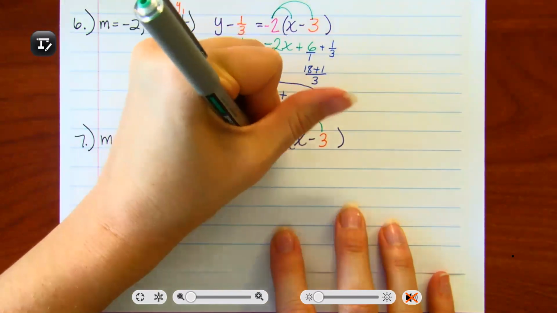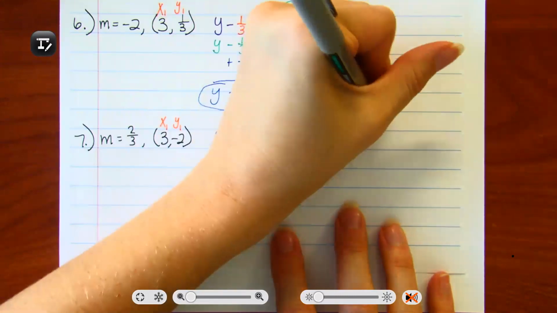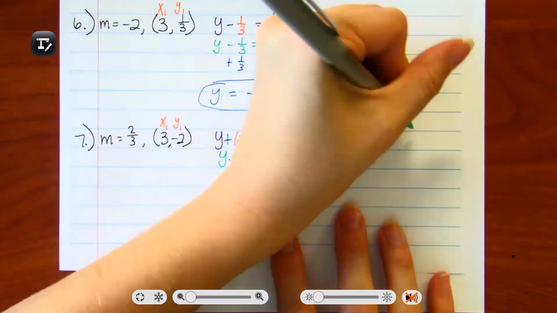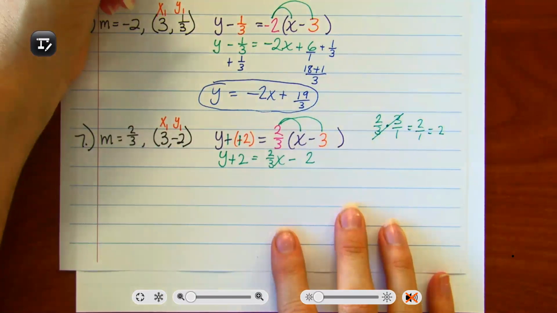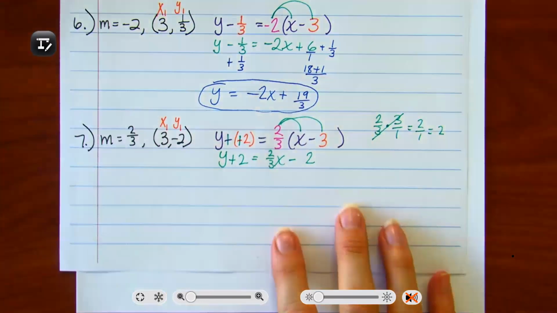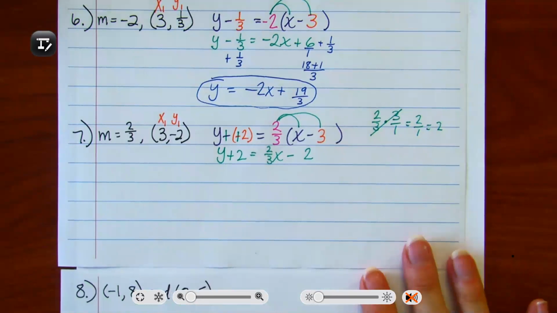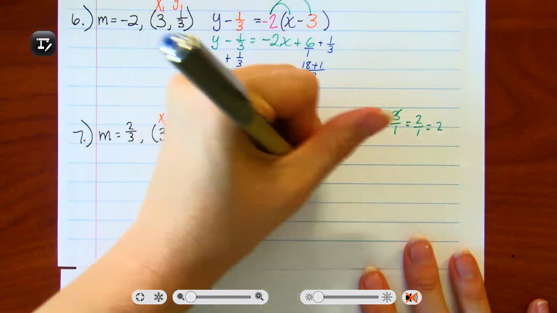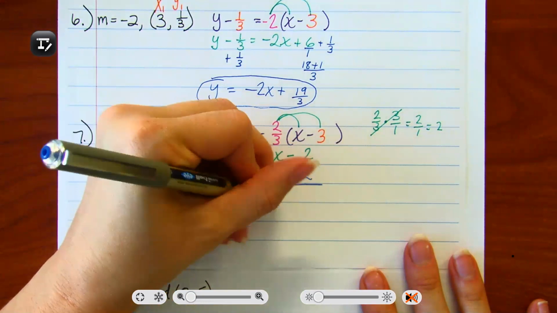So it's 2/3 x minus, so 2/3 times 3 over 1, the 3's cancel out. So that's just 2 over 1, which is just 2. So I have y plus 2 equals 2/3 x minus 2. So then all I need to do is just subtract 2 from both sides. So y equals 2/3 x minus 4.